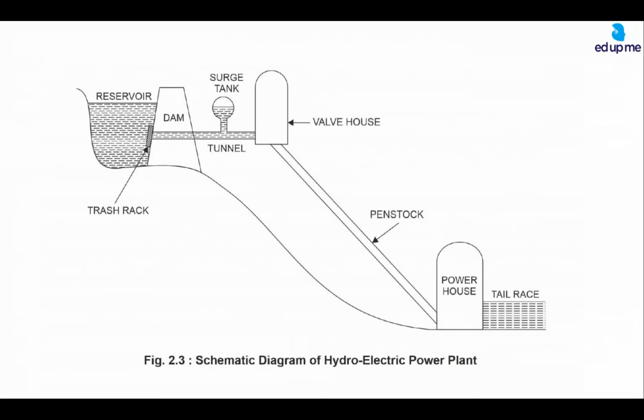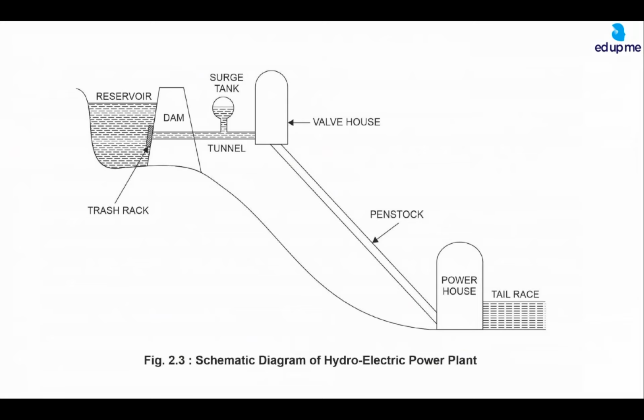But when you are stopping water completely to stop the unit, there is a possibility of water hammer, because water is a very viscous fluid. So to avoid the water hammer and damage to the doors of the valve, the surge tank is used. The surge tank is a kind of shock absorber. Then water flows through the penstock from a height.